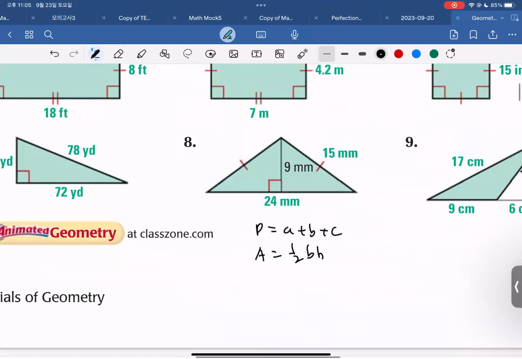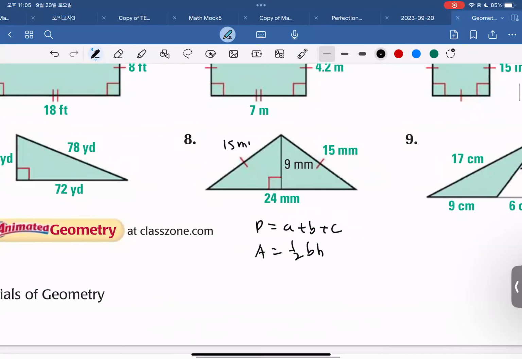So first, let's look at the perimeter. Let's look at this triangle here. a, b, c would be the sides. But because these two sides are equal, then here is also 15. So if you do 15 plus 15 plus 24, then the answer is 54, and that would be your perimeter. Let's look at area.